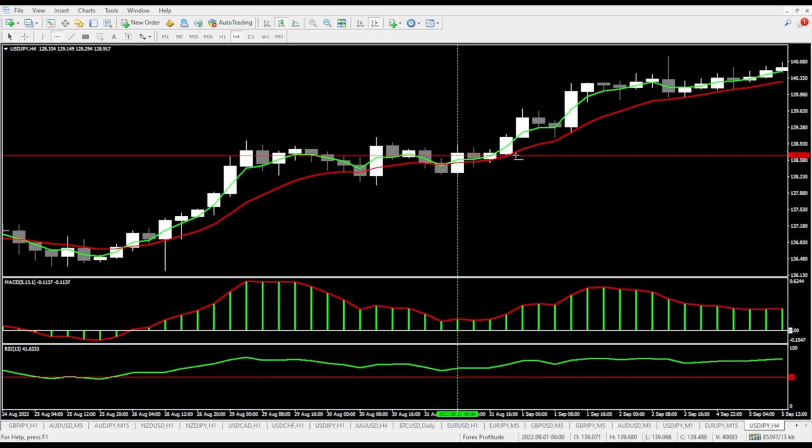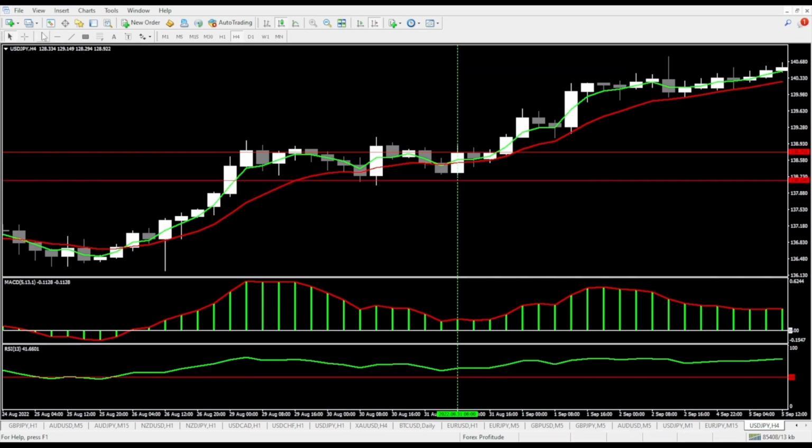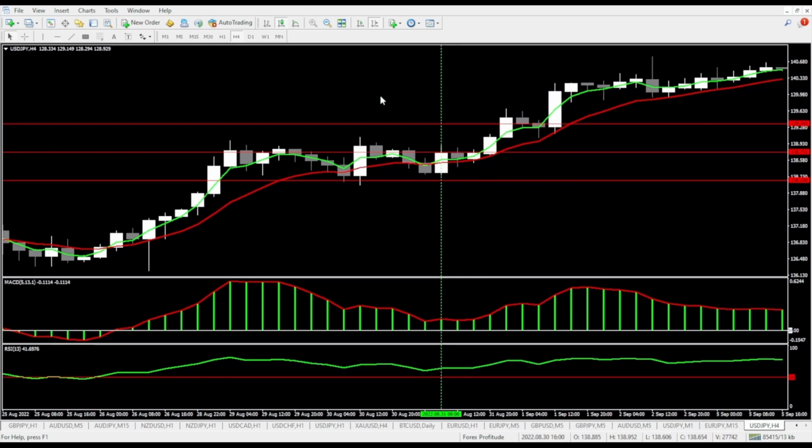And once again, we are looking to place our entry. We're looking to count back 1, 2, 3. That is going to be our stop loss. And also our target will be 1 to 1. And we let that trade play out to success.